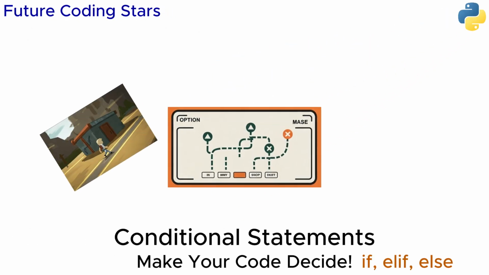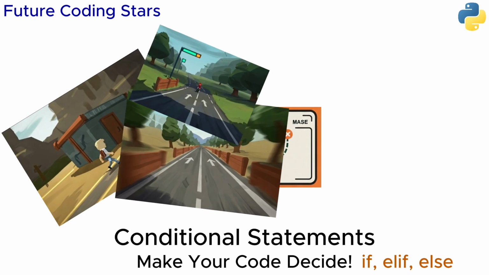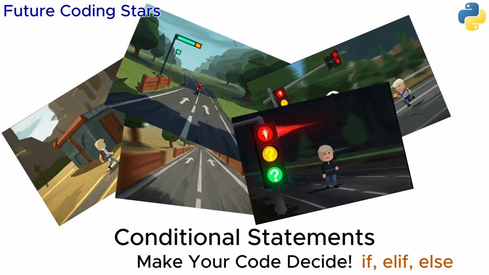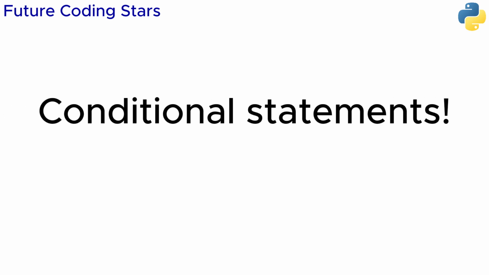Ever wonder how your favorite apps or games seem to think and respond to what you do? Like, how does a game know if you won or lost? Or how does an app show you different things based on your age or location? That amazing decision-making power in code comes from something super important called conditional statements.